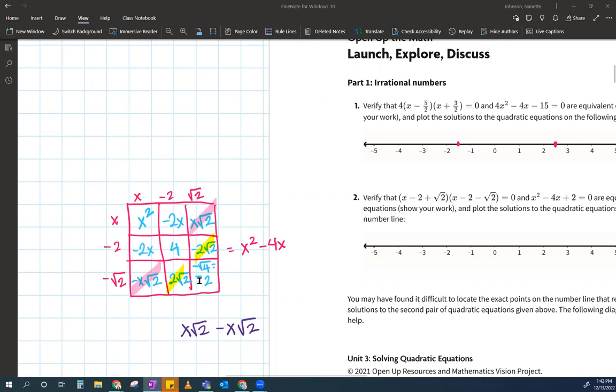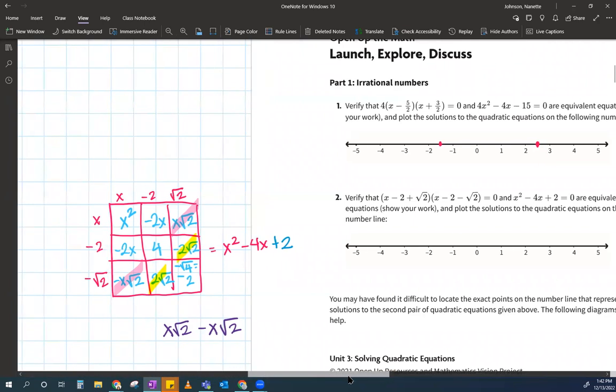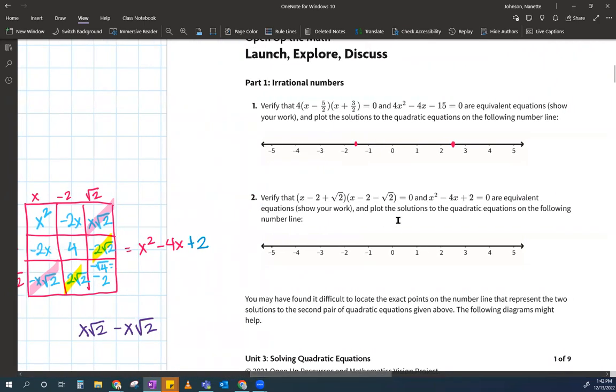Oh, and 4 minus 2. What's 4 minus 2, y'all? Oh, that's why it's 2. Do you see how we verified using multiplication? Very, very good. So with that being said, for number 1, they are equal. And then it says graph the solutions on the number line.